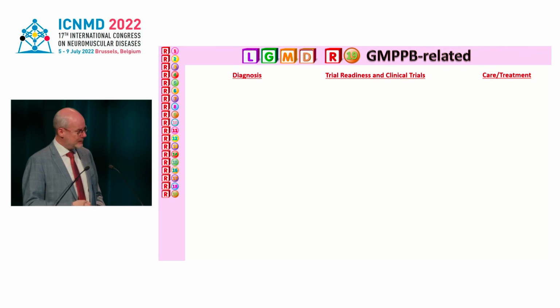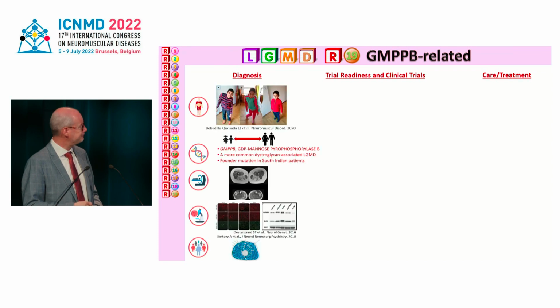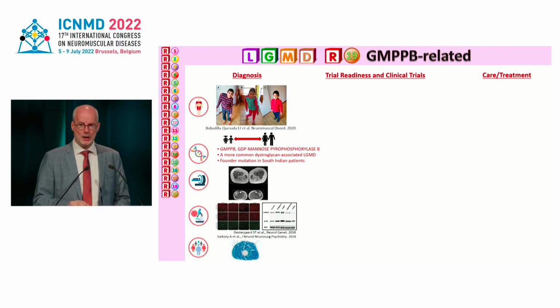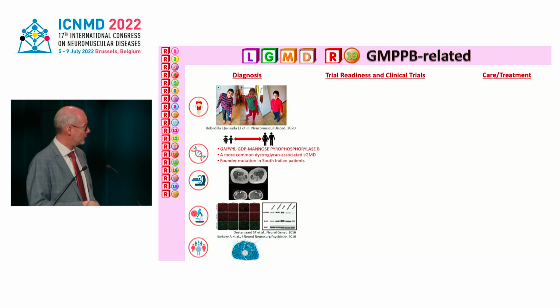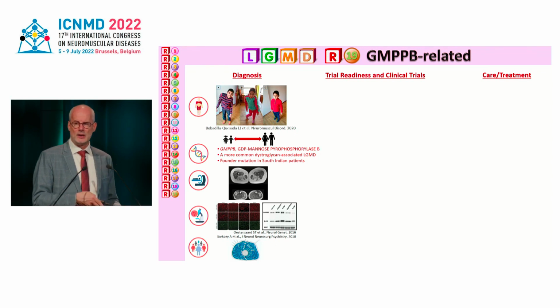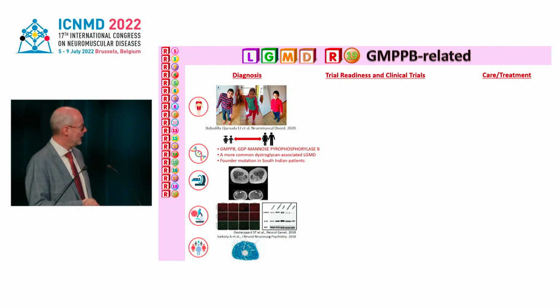GMPPB related, R19, so this is GDP mannose pyrophosphorylase B. It's involved in the glycosylation of dystroglycan. This is why it's causing a limb-girdle muscular dystrophy. But it's not in the ER or in the Golgi, it's actually in the cytoplasm.